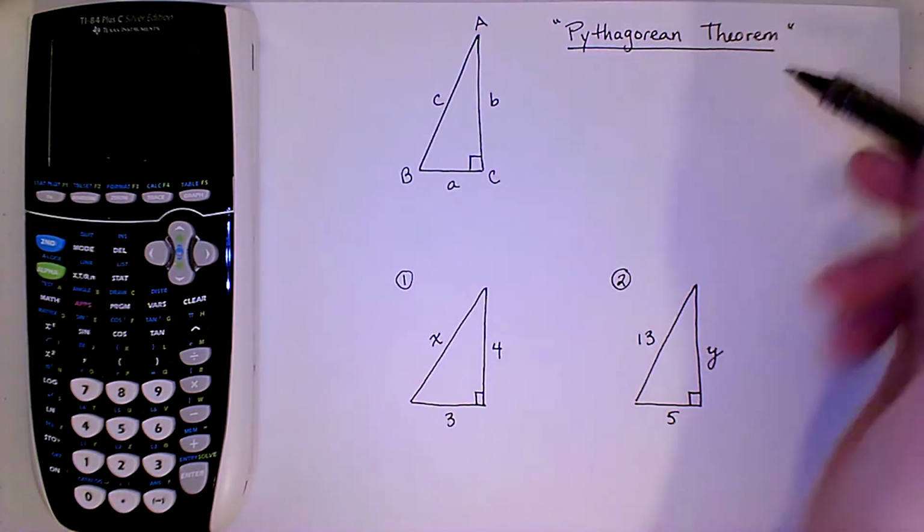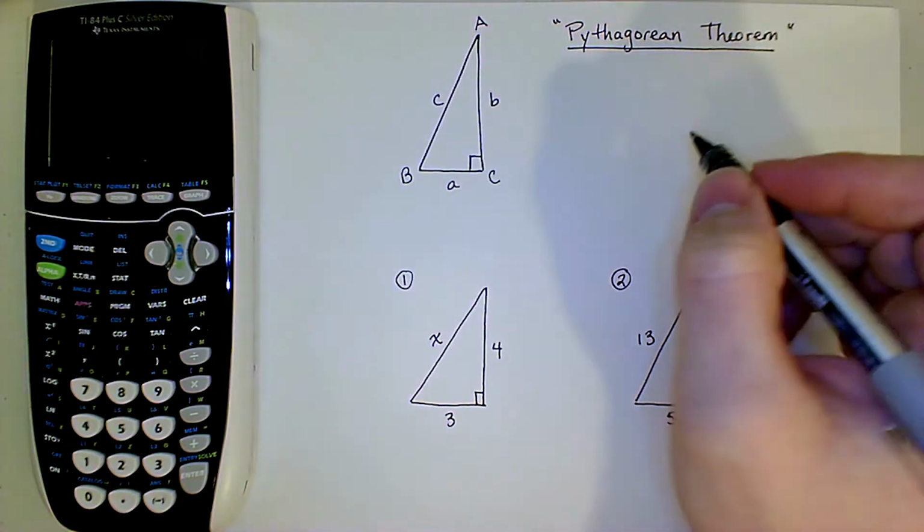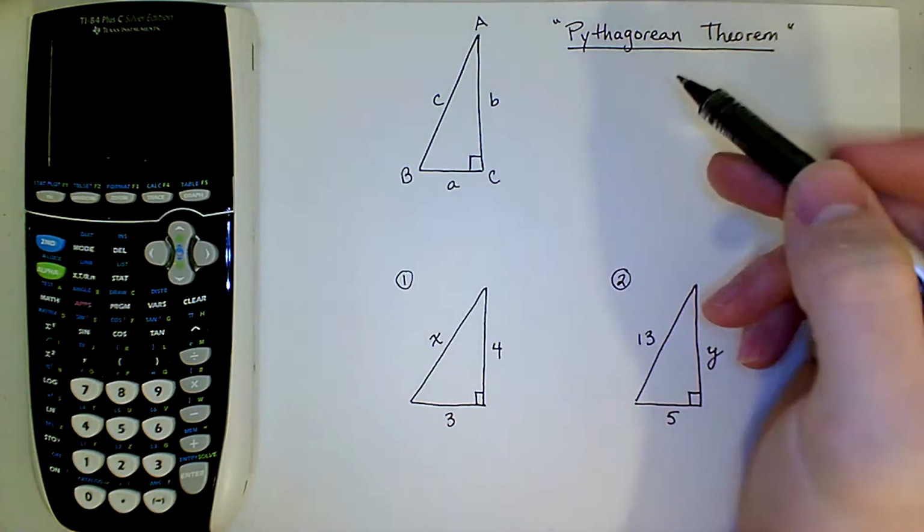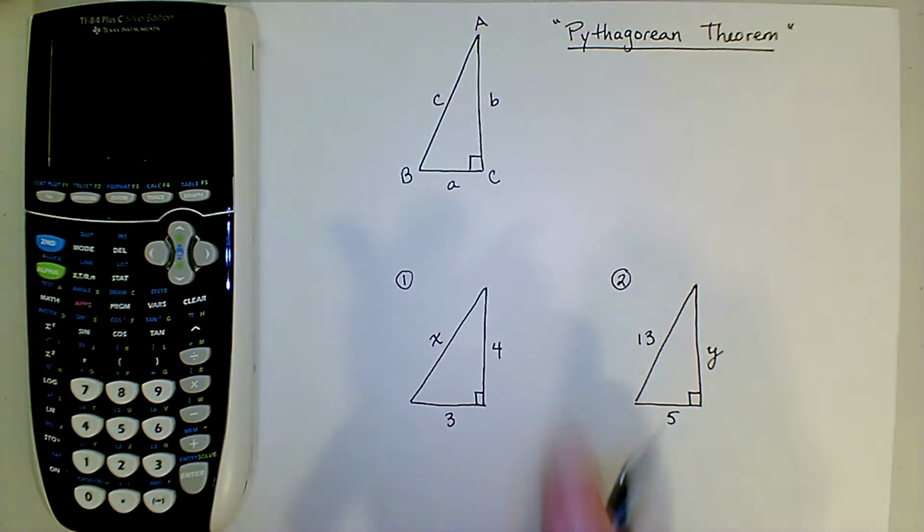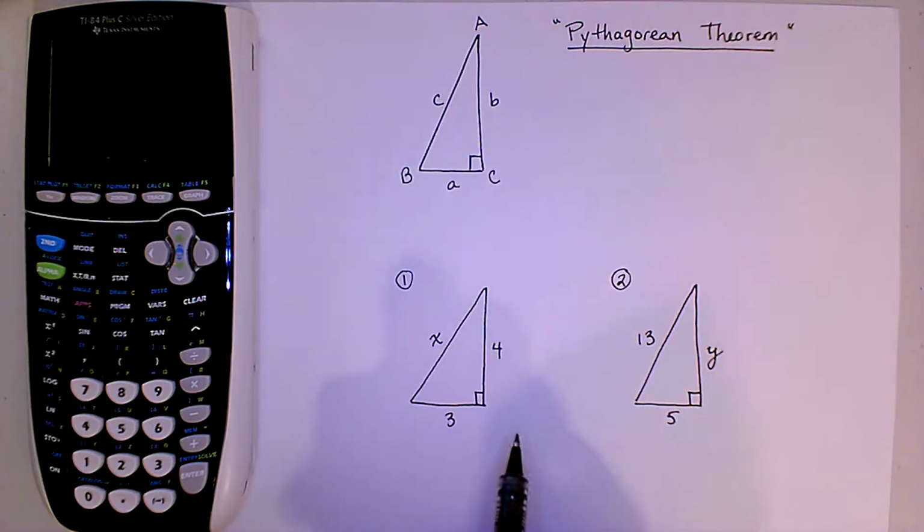So this is a rundown on the Pythagorean Theorem. The Pythagorean Theorem is something that we use to find a missing side of a triangle if we are given two sides, and that triangle has to be a right triangle. So you have to see that there's a right angle or a 90 degree in there somewhere.